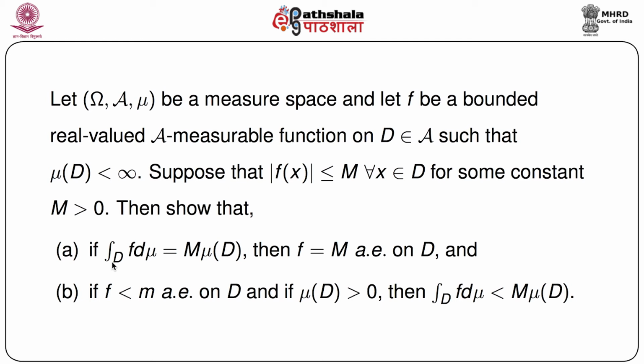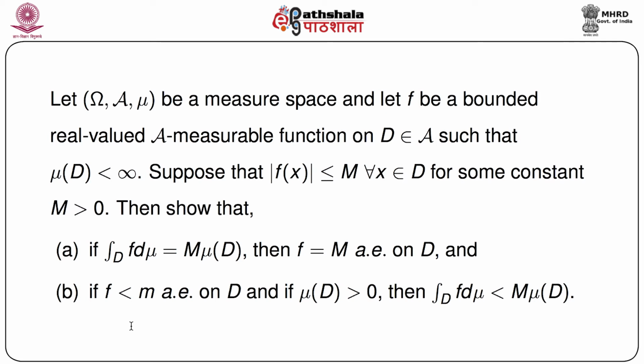So let (Omega, script A, mu) be a measure space, and let f be a bounded real-valued measurable function on D. D is a subset of script A, where script A is the sigma field generated by the class of subsets of Omega such that mu of D is less than infinity. Now also suppose that mod of f(x) is less than or equal to M for x belongs to D for some constant M greater than 0.